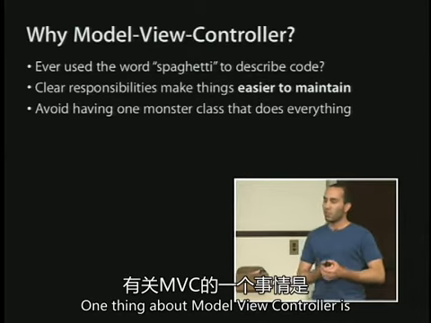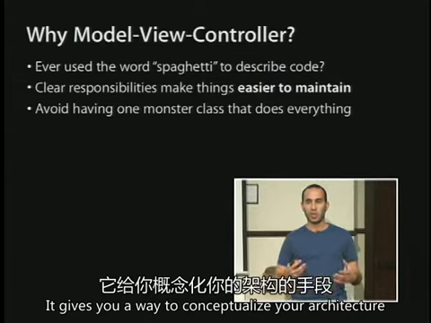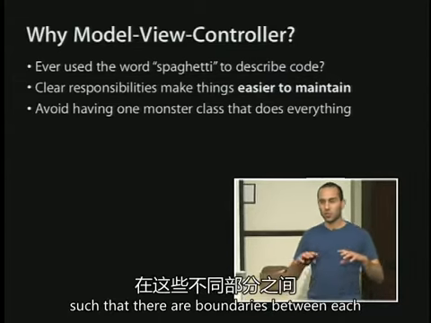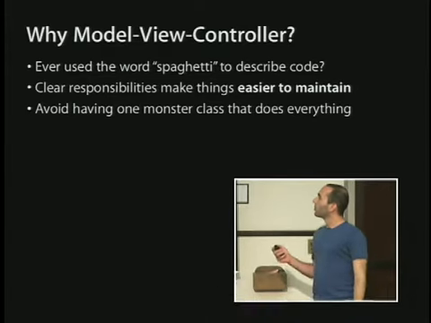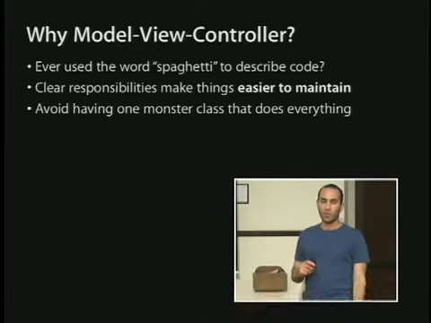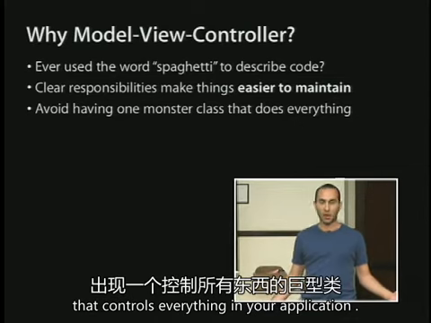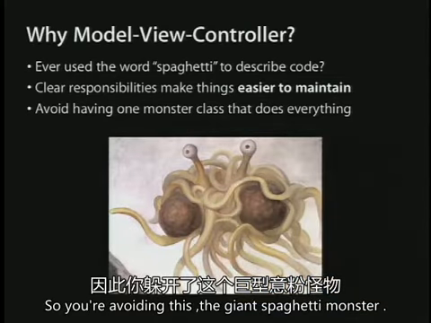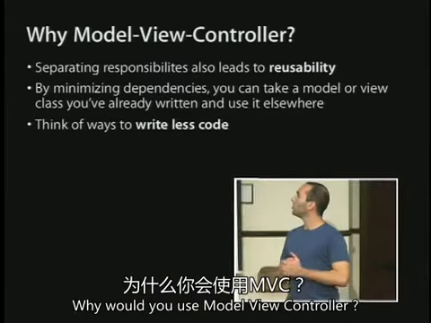One thing about model view controller is it lets you break things into smaller pieces. It gives you a way to conceptualize your architecture such that there's boundaries between each of these different pieces. And of course, by having different controllers, you avoid having one giant class that controls everything in your application. So you're avoiding the giant spaghetti monster.